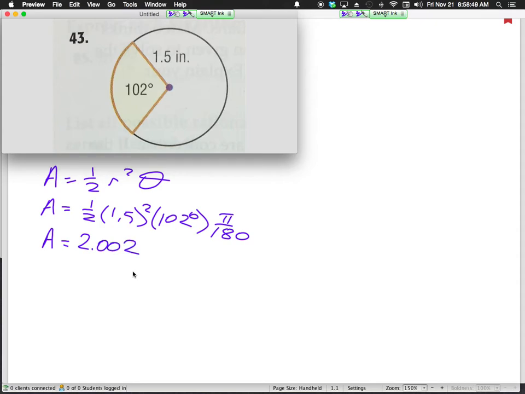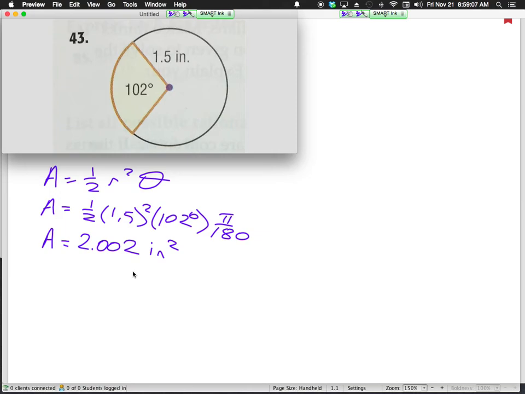Alright, what about the units on this one? Inches squared. Kendrick, why inches squared? We're doing area, and area's units always need to be squared. So we get inches squared.